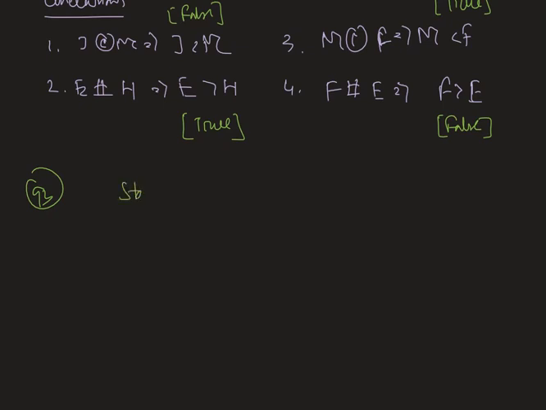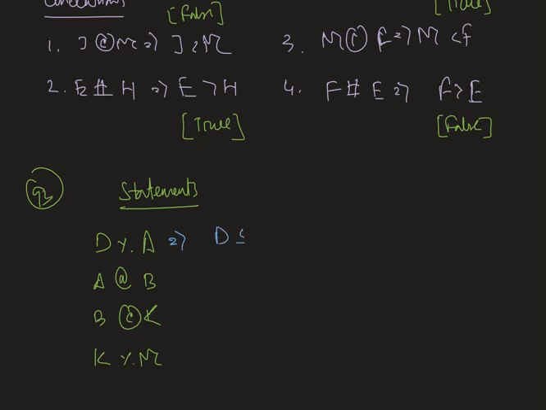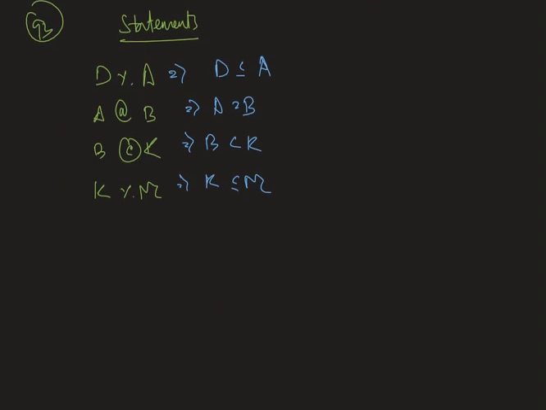Here the statements are D percentage A, A at the rate B, B copyright K, K percentage M. Now D percentage A means D is less than or equal to A. A at the rate B means A is equal to B. B copyright K means B is strictly less than K. K percentage M means K is less than or equal to M. Combining all these statements, we can conclude that D is less than or equal to A equals B is less than K is less than or equal to M.